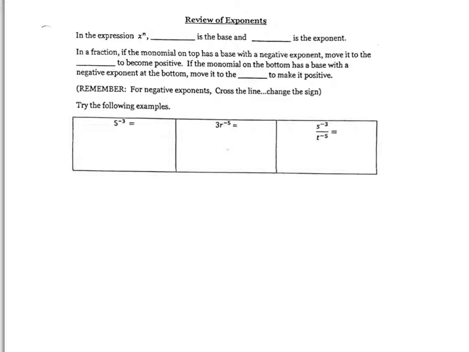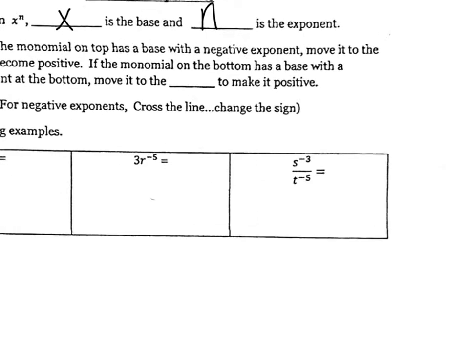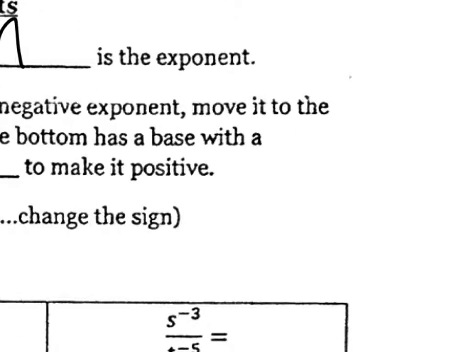So the first thing is we need to be able to label exponents. In an expression x to the n, x is the base, the number attached to it, n, is the exponent. And just one thing, the whole thing, x to the n, is called a power.